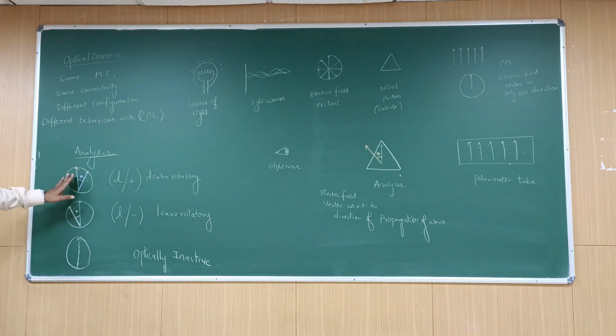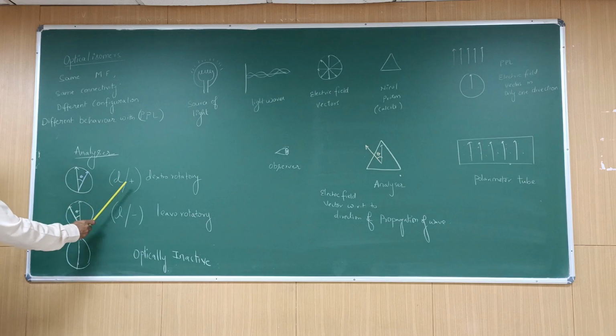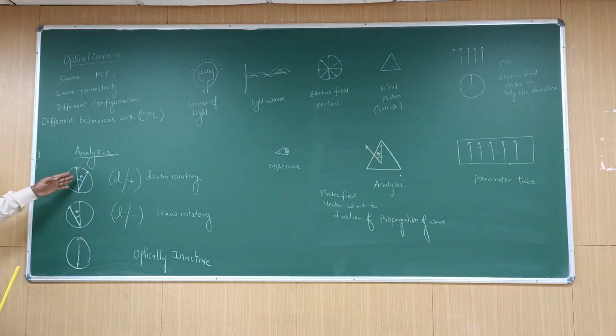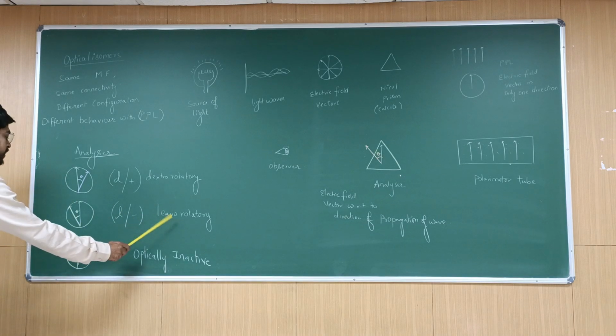Initial light, which is represented in white color, after rotation, now it is at an angle theta to the right, it is dextro, represented by D or plus sign. If it moves to the left, the angle of rotation can be the same. If it moves to the left, it is L, minus, or levorotatory.